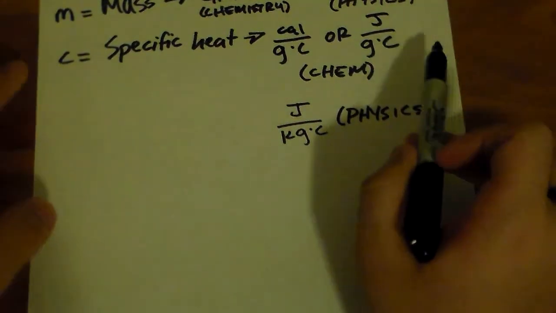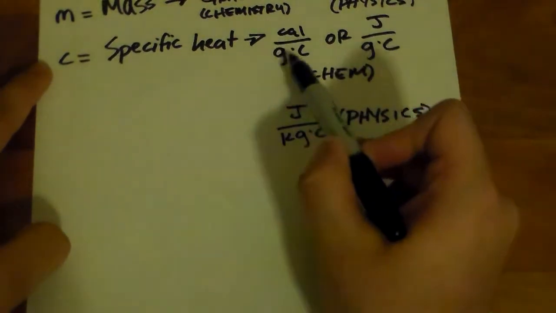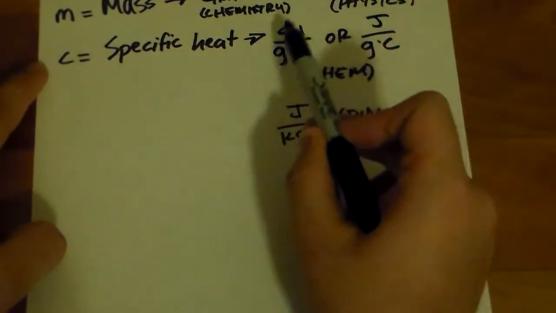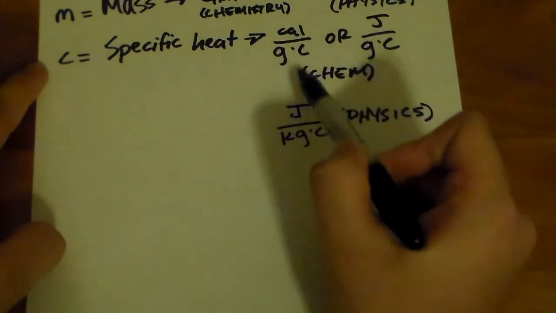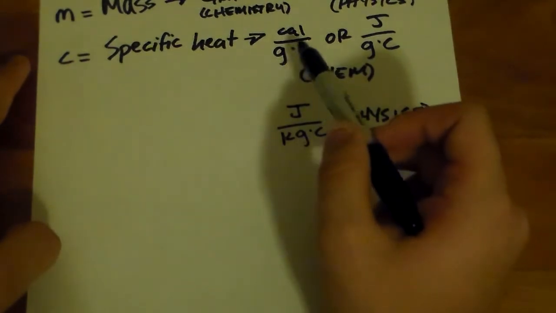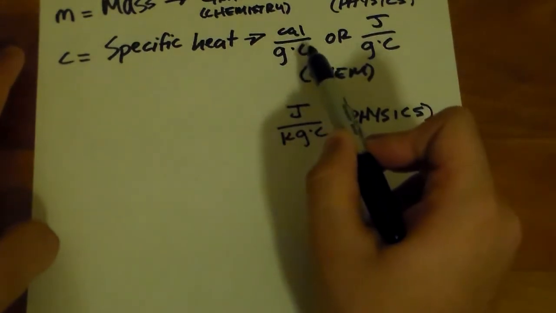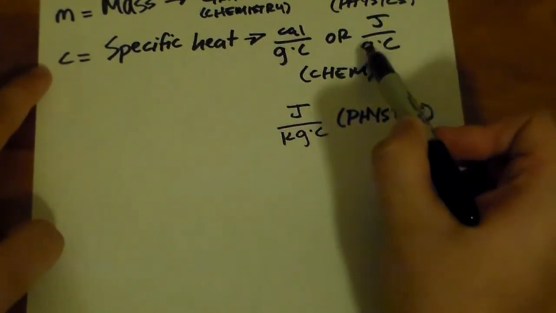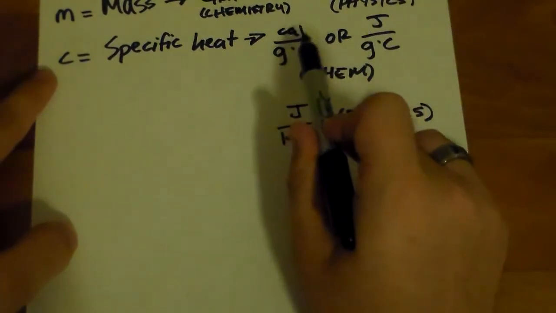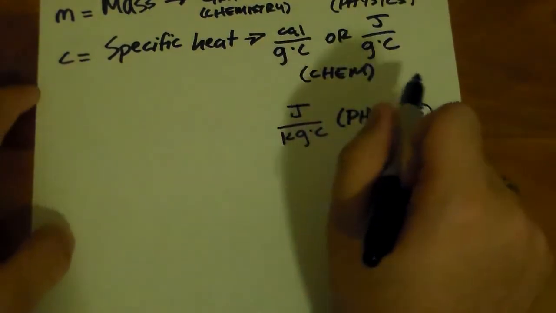So if you're in chemistry, you will need to remember that the specific heat will be in grams. You'll see it right here. We'll be using these 2 units for specific heat in these problems, which is calorie per gram degree Celsius or joules per gram degree Celsius. You can also say it as calories divided by grams degree Celsius, same with joules.